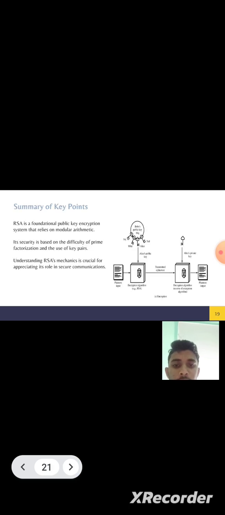Summary of key points. RSA is a foundational public key encryption system that relies on modular arithmetic. It is based on the difficulty of prime factorization and the use of key pairs. Understanding RSA's mechanics is crucial for appreciating its role in secure communication.